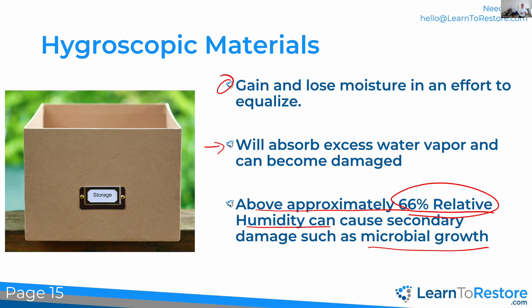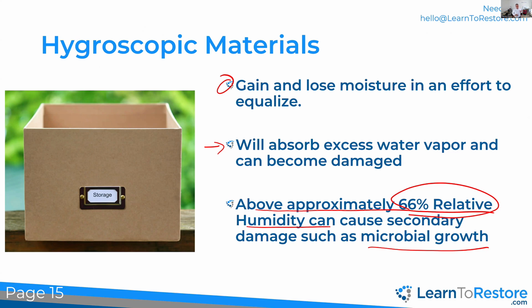So 66% is just that kind of entry point, and that's not static because of different environments around the country. But that's a number to be aware of. The bottom line is the more moisture that's available, the better chance for microbial growth. Whether it's humidity or in the materials or ultimately humidity into the materials.